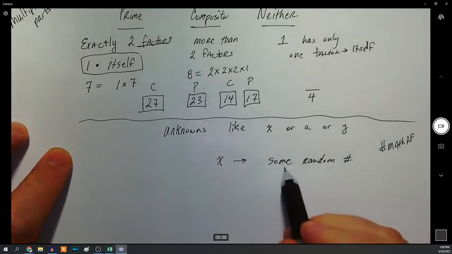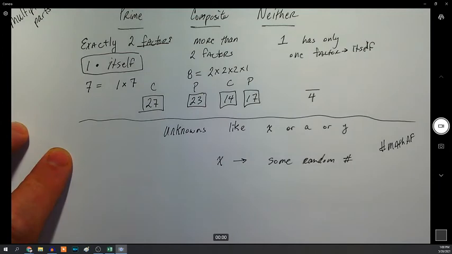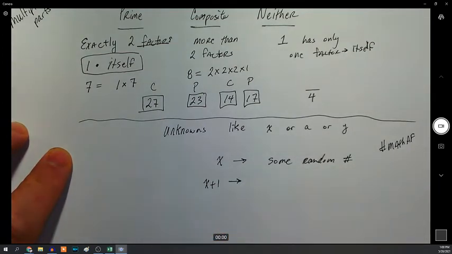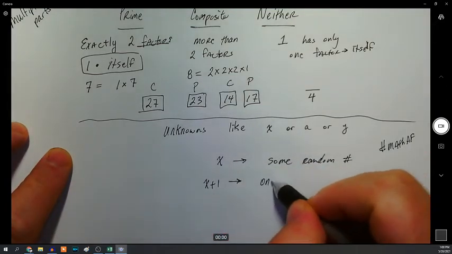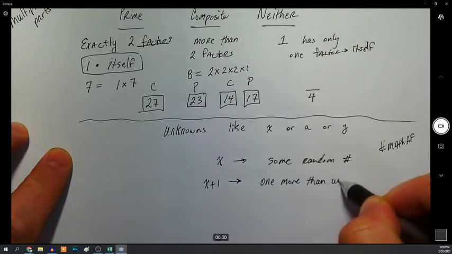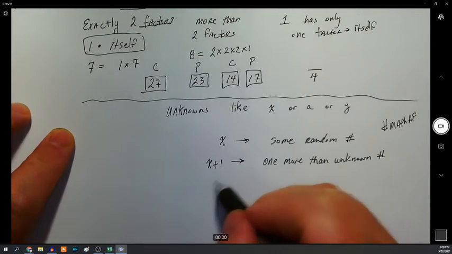Okay, so this is just some random number. We don't know what it is. Could be anything. We have no idea. So if I had something like x plus 1, now it's just some random number, but it's actually one more than that. So this whole thing is a single number. It's one more than some unknown number. Do you see?